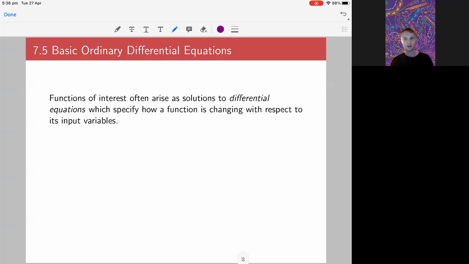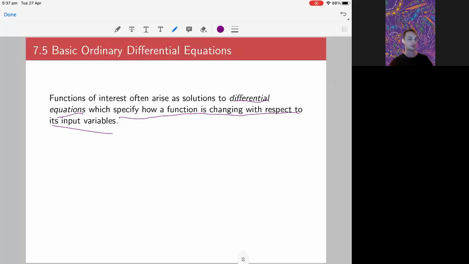So the reason differential equations are so important is because in a lot of situations in real life, we've got a function that we want to study, but we don't actually know what it is explicitly. Instead, the function is only defined implicitly through these things called differential equations. So you don't explicitly write down what the function is. Instead, the only information you're given off the bat is some information about how a function is changing with respect to its input variables.